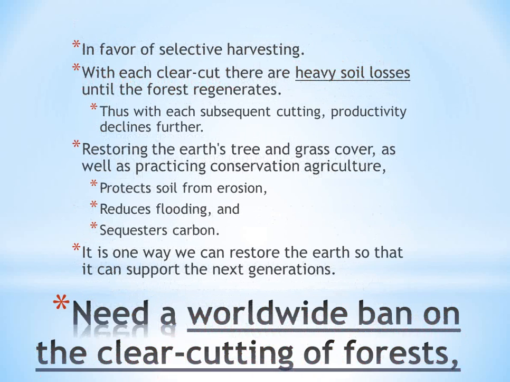We need a worldwide ban on the clear-cutting of forests, in favor of selective harvesting. With each clear cut there are heavy soil losses until the forest regenerates. Thus with each subsequent cutting, productivity declines further. Restoring the Earth's tree and grass cover, as well as practicing conservation agriculture, protects soil from erosion, reduces flooding, and sequesters carbon. It is one way we can restore the Earth, so that it can support the next generations.